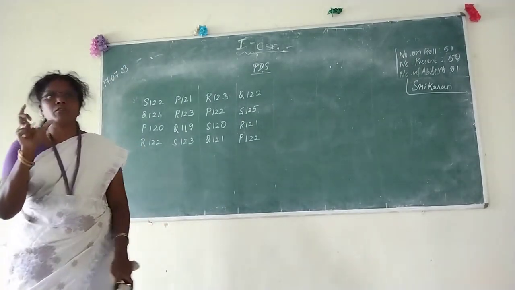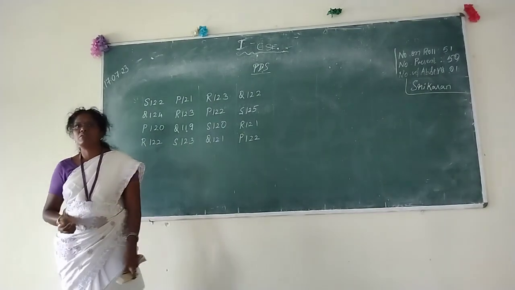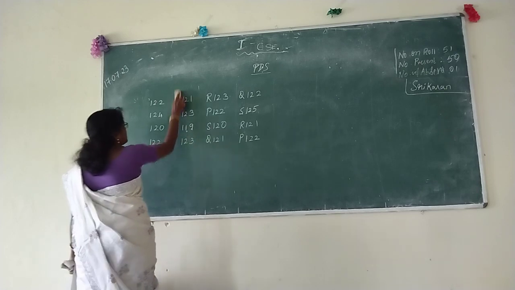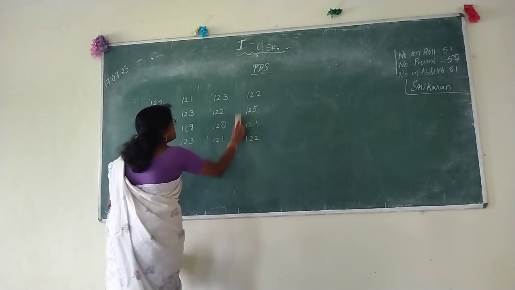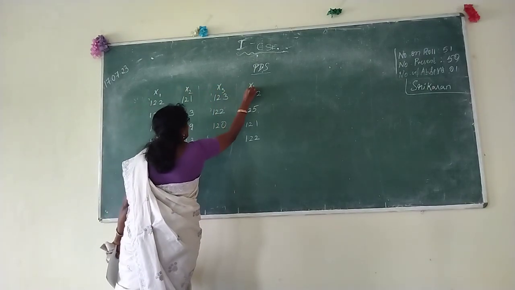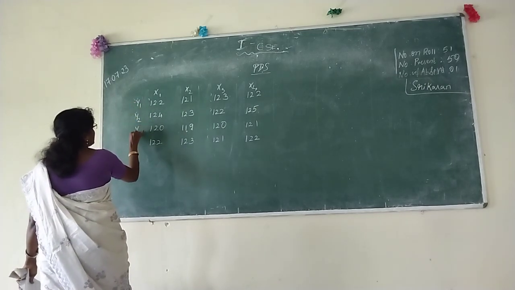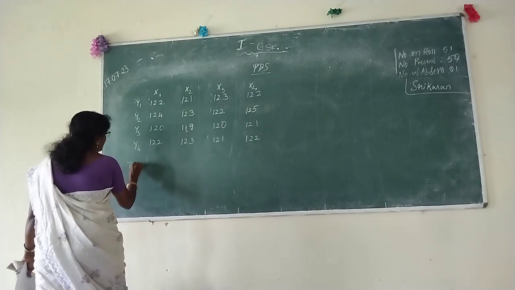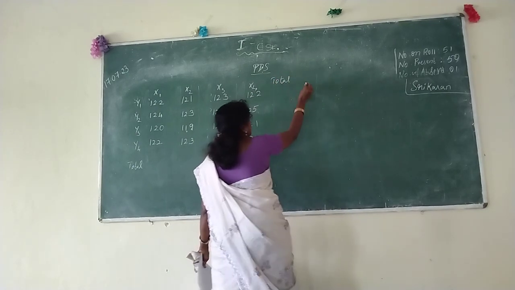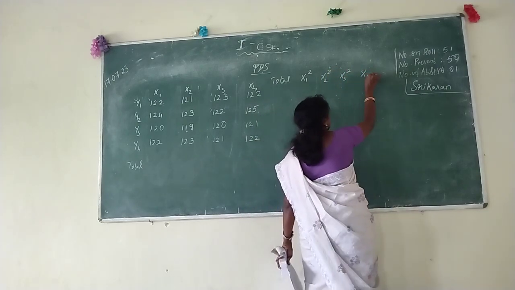In LSD, however the data is given, you consider the data as it is and solve the problem. So how many rows and how many columns? 4 rows and 4 columns. So assume the data in an initial table for x1, x2, x3, x4, with the total. Then you have to include the columns for x1 square, x2 square, x3 square, x4 square.